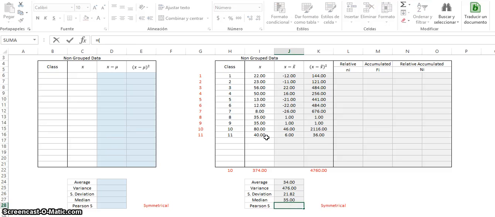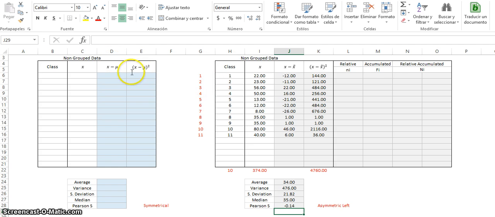And finally, the Pearson or the skewness will be equal to this. Remember the formula, it's 3 times the subtraction of the average minus the median and everything over the standard deviation. So in this case it's minus 14. It means that it's asymmetric to the left.